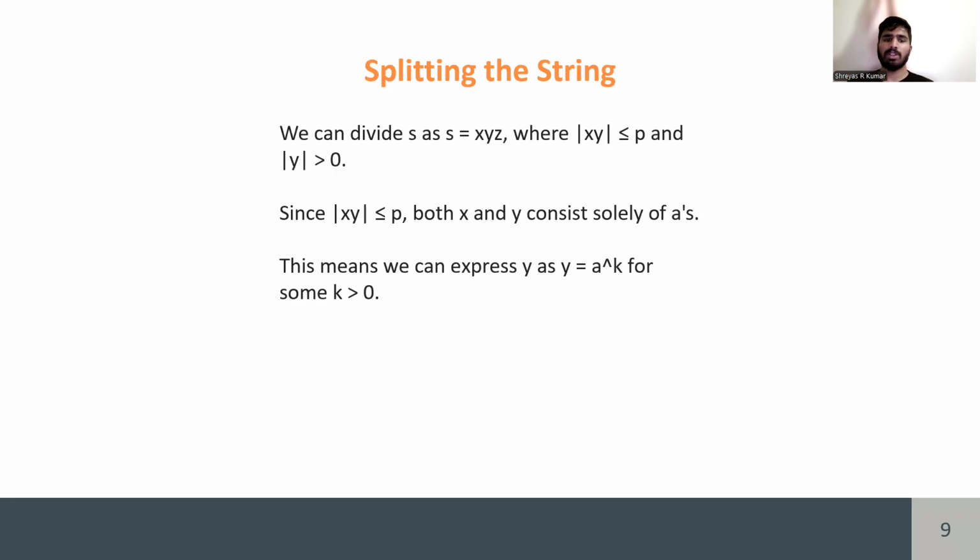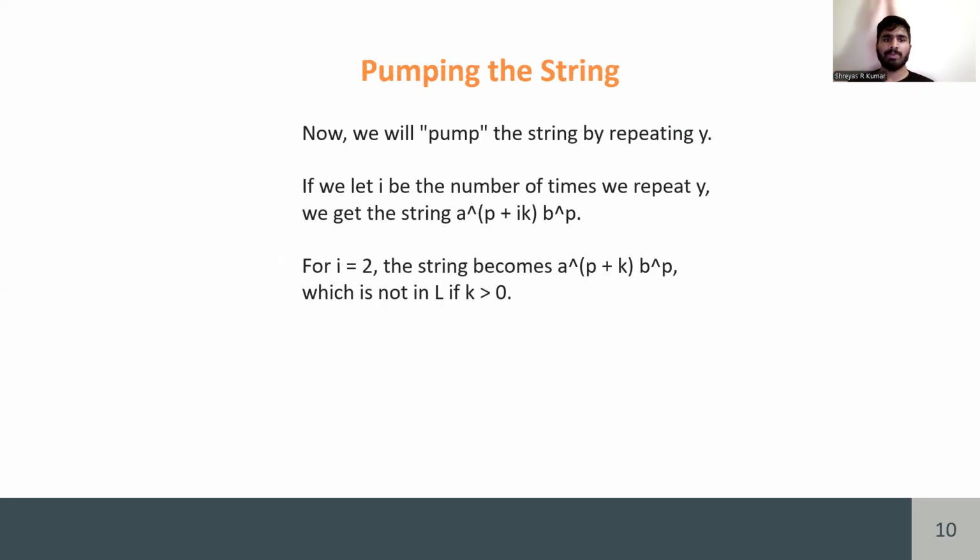Since the length of xy is less than or equal to p, both x and y consist solely of a's. This means we can express y as y equals a^k for some k greater than 0. We will pump the string by repeating y. If we let i be the number of times we repeat y, we get the string a^(p+ik) b^p. For i equals 2, the string becomes a^(p+k) b^p, which is not in L if k is greater than 0.